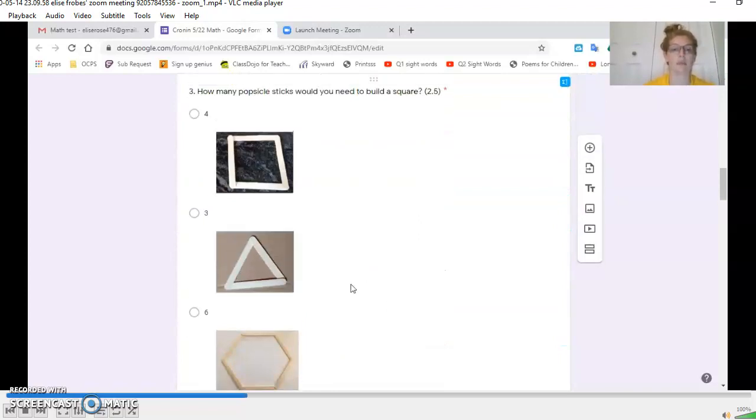Number 3 says, how many popsicle sticks would you need to build a square? Would you need 4 popsicle sticks, like in this picture? Would you need 3 popsicle sticks, like in this picture? Or would you need 6 popsicle sticks, like in this picture? Pick the one with how many popsicle sticks you would need to build a square.